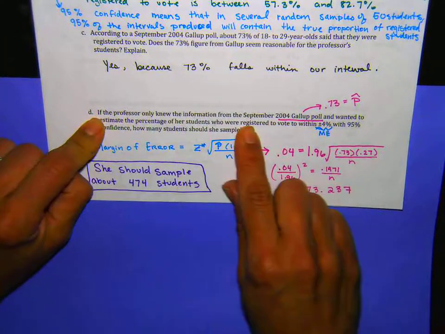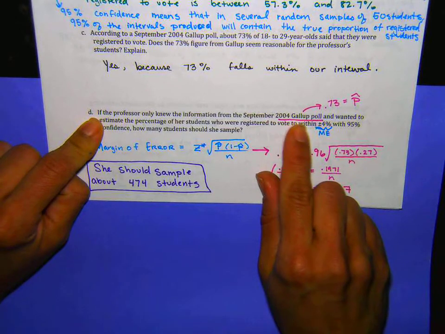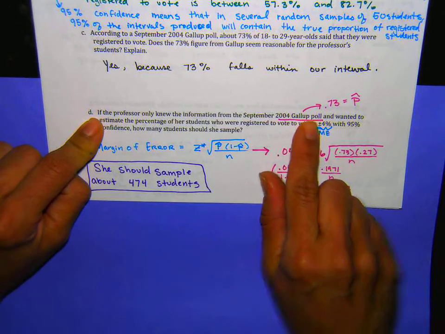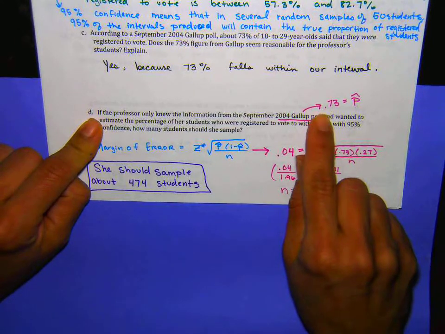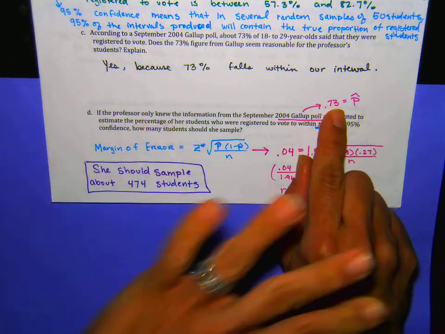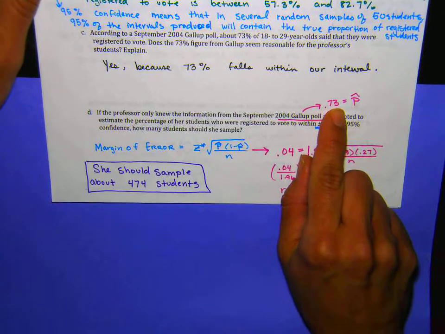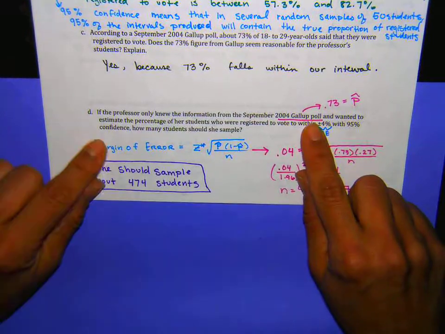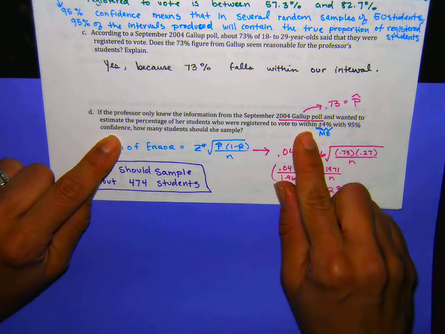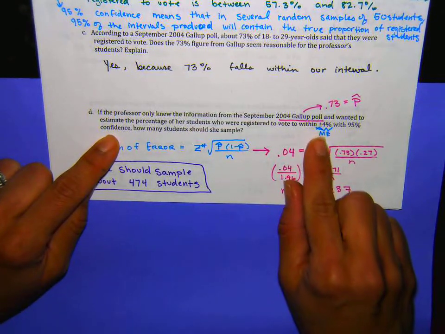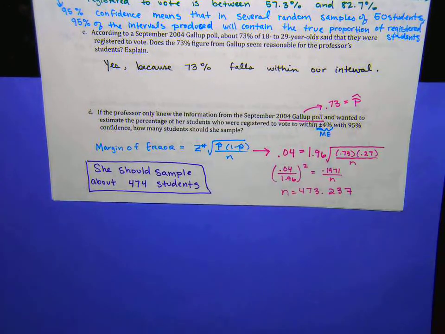If the professor only knew the information from the September 2004 Gallup poll, so the only thing we know is that p hat is 0.73. That's it, guys. Notice we're using the 0.73. Don't go back to the original problem in part A. p hat is 0.73. I wanted to estimate the percentage of our students who registered to vote within 4% margin of error. With 95% confidence, how many students should she sample?